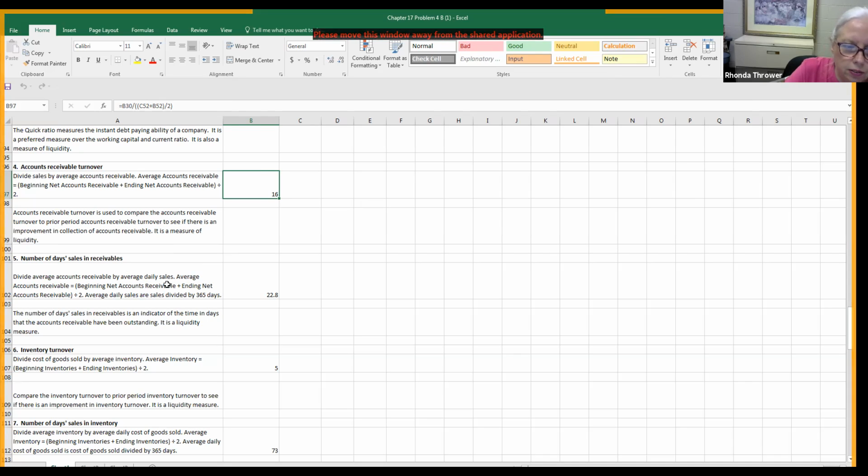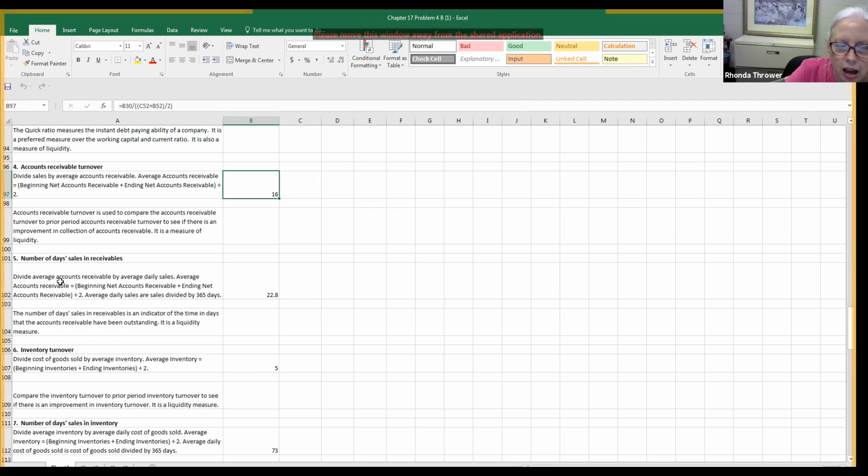The average daily sales is going to be divided into the average accounts receivable. The average accounts receivable is found just like you did before. You take your beginning net amount of accounts receivable, which really is last year's ending accounts receivable, add it to the ending net amount of accounts receivable for this year, and divide it by 2. That will give us our average accounts receivable. To find the average daily sales, again, we take our sales amount and divide it by 365.